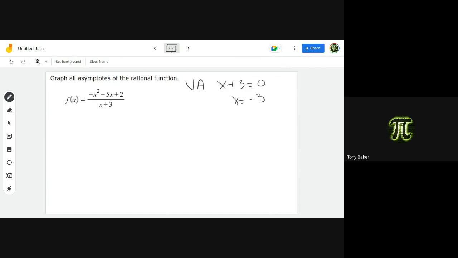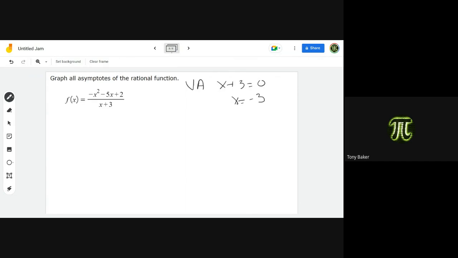If I'm looking at the top, it doesn't factor. There are no numbers that multiply to 2 and add to negative 5. So I know I can't factor the top, so I know that is a vertical asymptote and not a hole. Now, I do not have a horizontal asymptote because my degree on top is 2, my degree on the bottom is 1. So there is no horizontal asymptote.